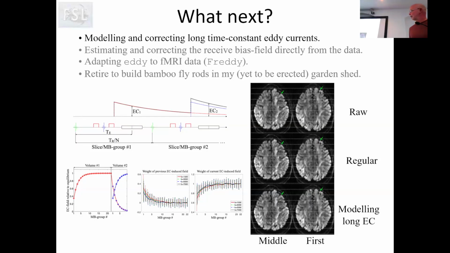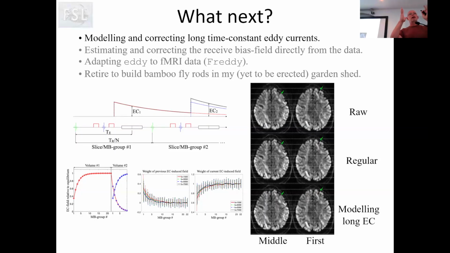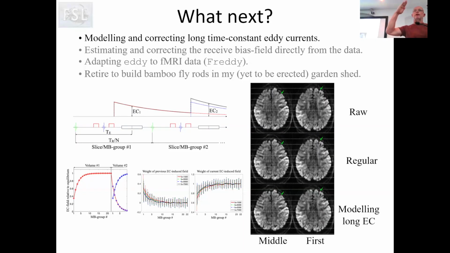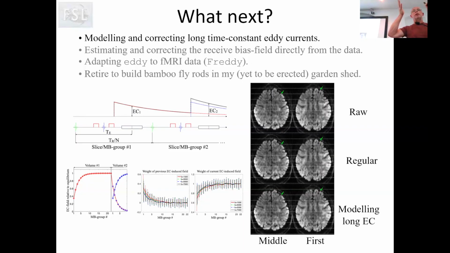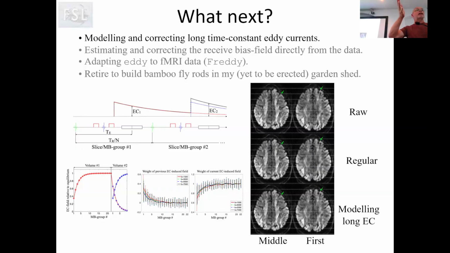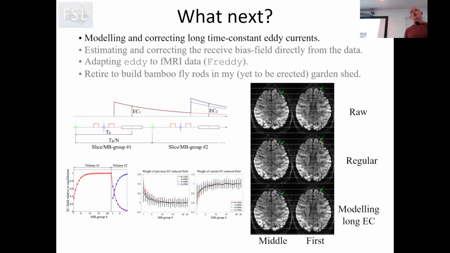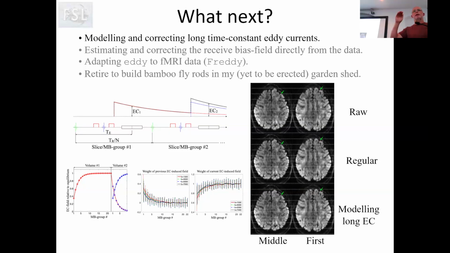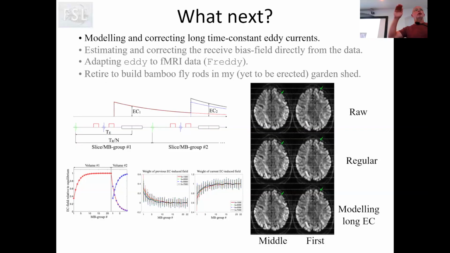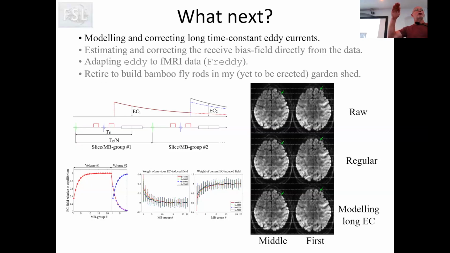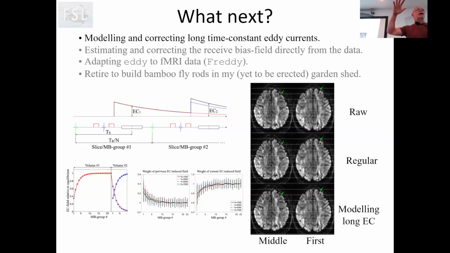It's a paper where, typically, for a given volume that is defined by a particular diffusion gradient, we assume that the eddy current induced field is the same for all acquisitions, right? But as it turns out, what we noticed at some stage was that the slices belonging to the first one or two MB groups, the multiband groups, are actually not corrected as well as the other slices. So what could that be?